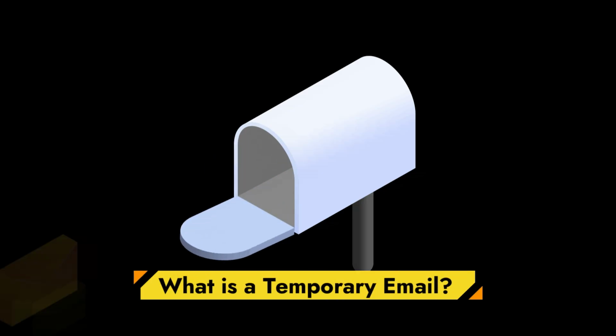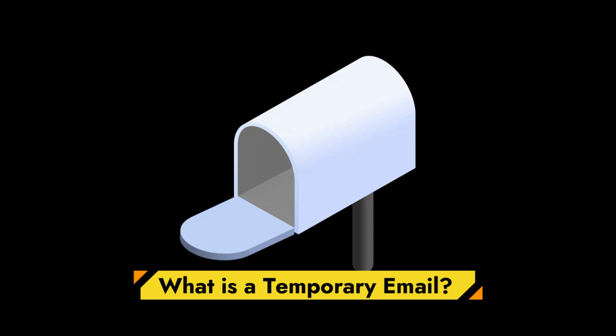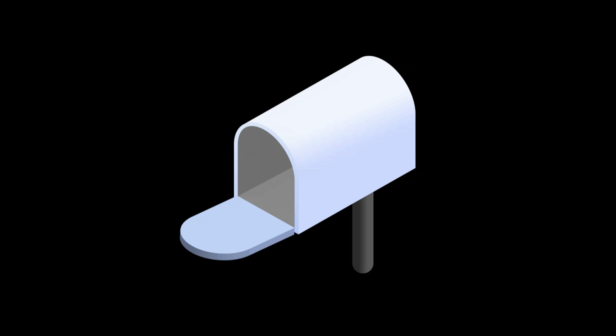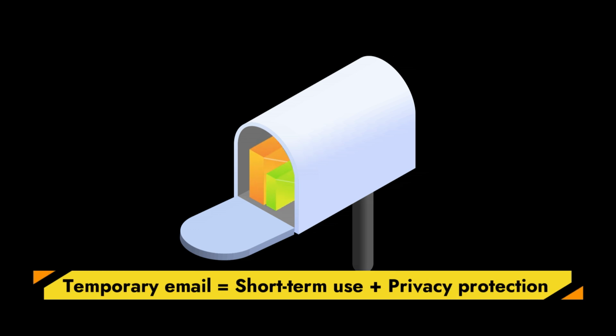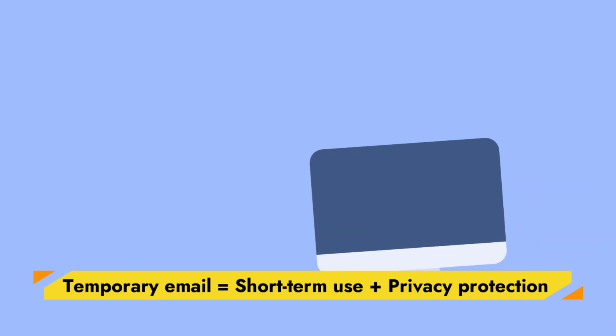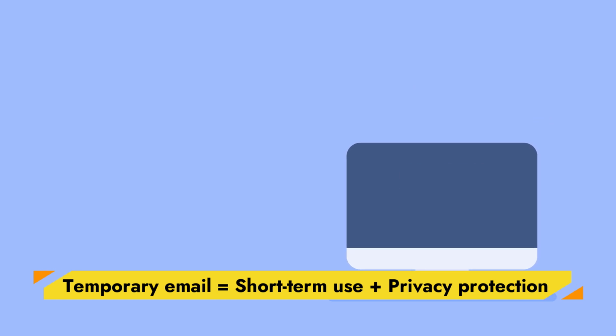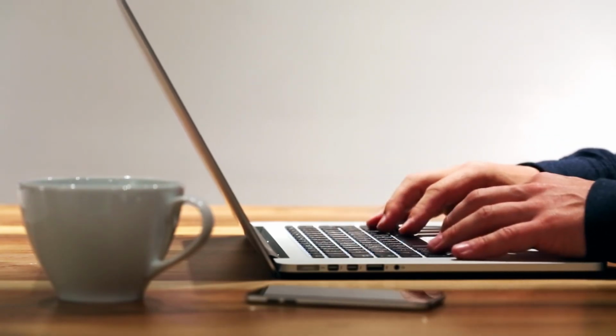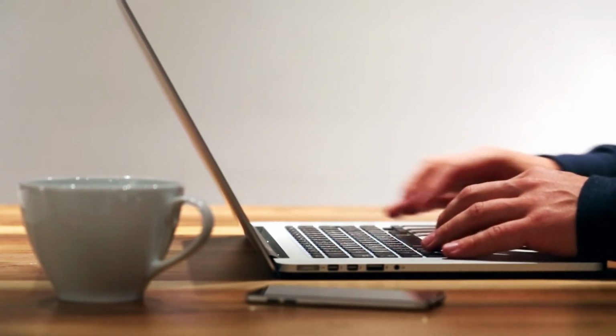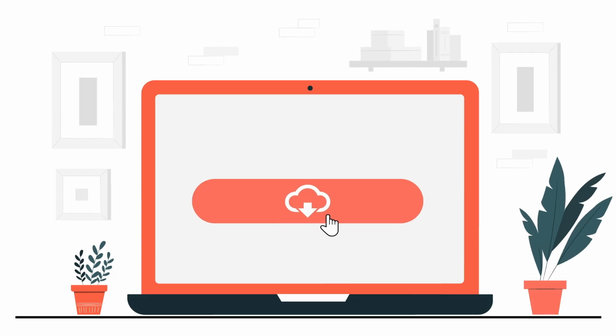First, what exactly is a temporary email? A temporary email, also called a disposable email, is a self-destructing email address. It's a free service that lets you create a temporary inbox for a short period, usually a few minutes to a few hours. After that, it's gone.